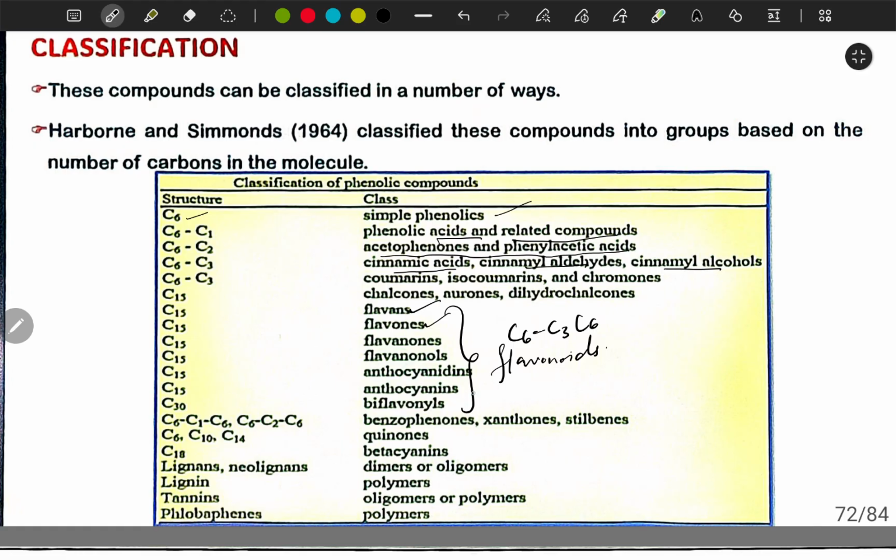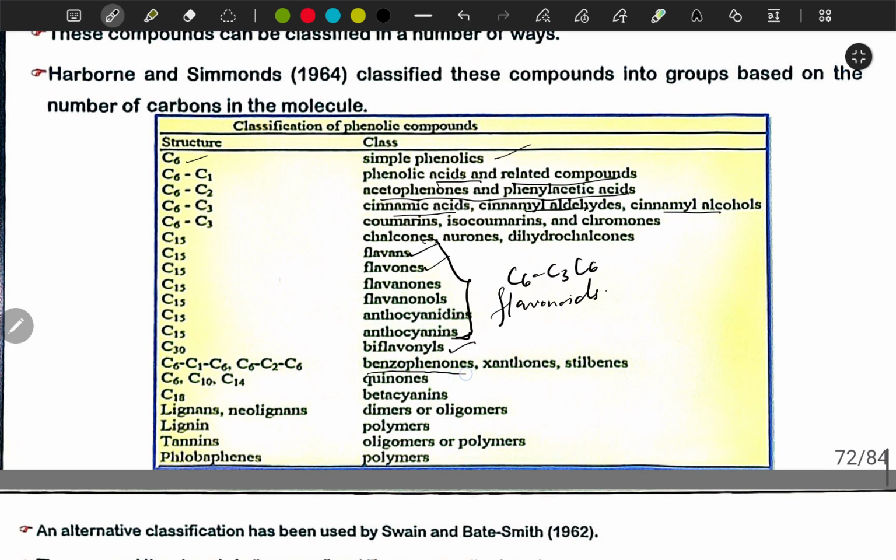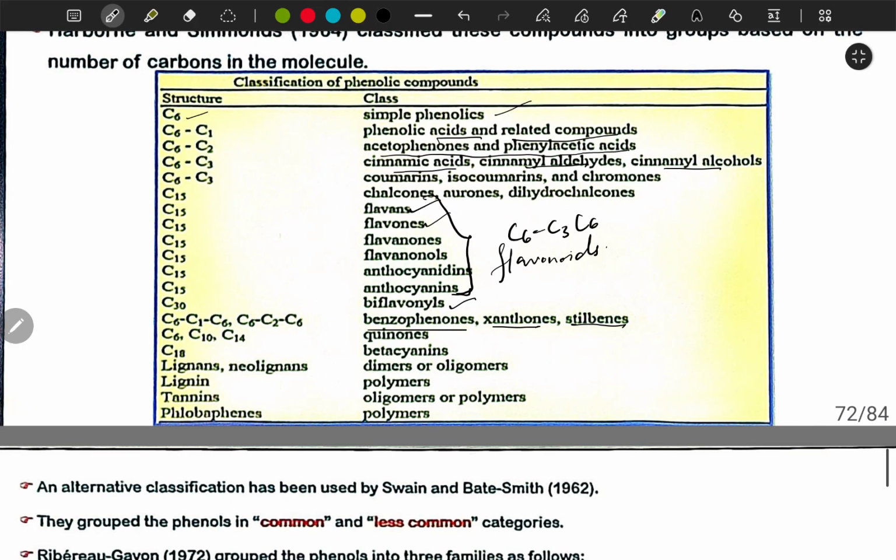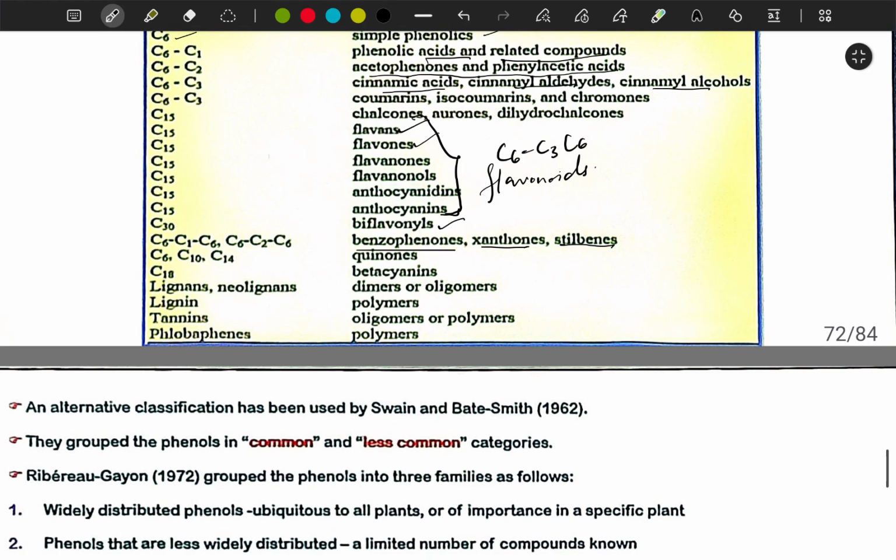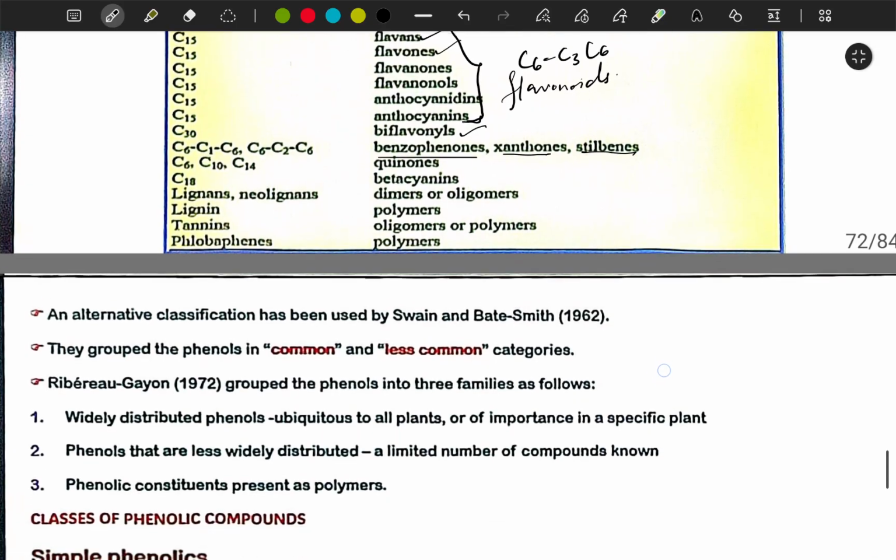Okay, C30 is biflavonoids. C6C1C6 is benzophenones, xanthones and stilbenes. C6, C10, C14 are quinones. C18 is betacyanins, lignans. Dimers, polymers, tannins, oligomers and polymers.